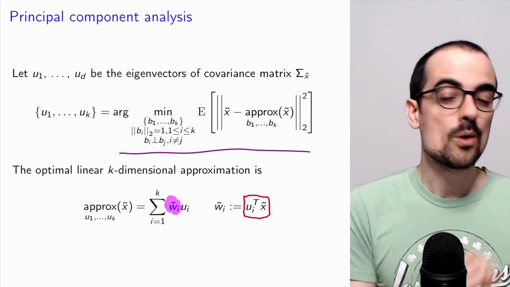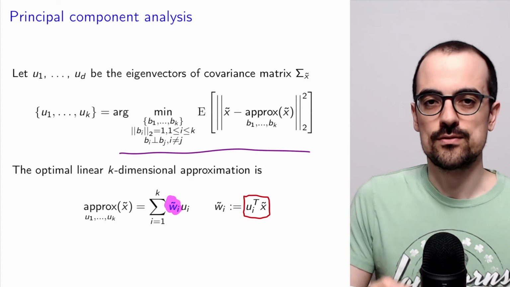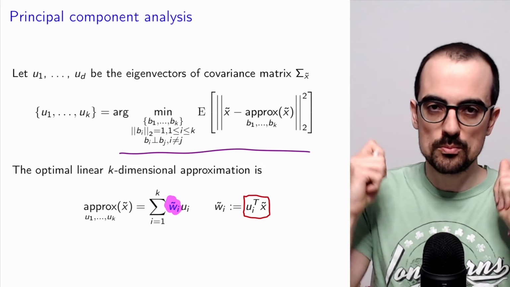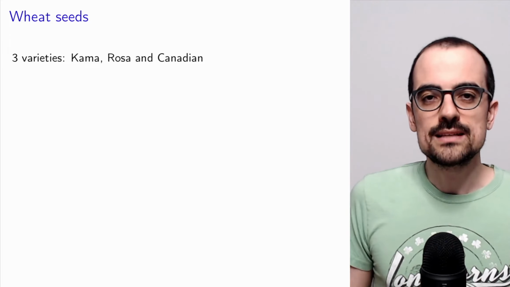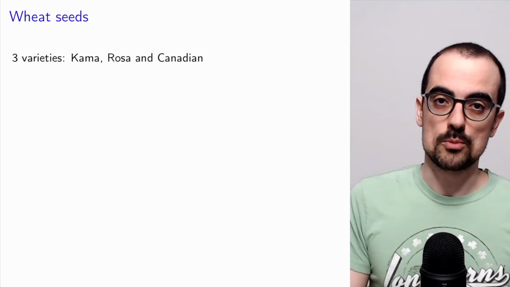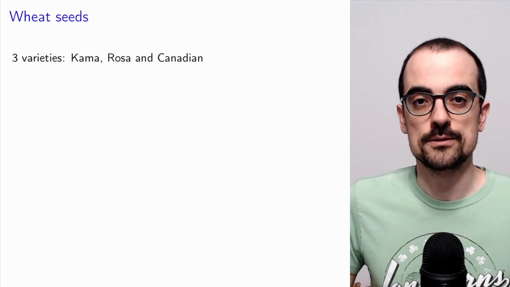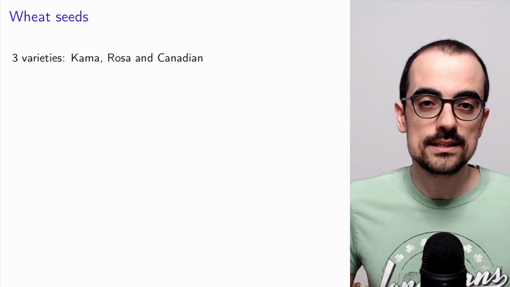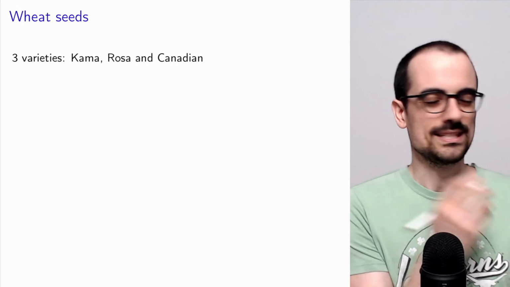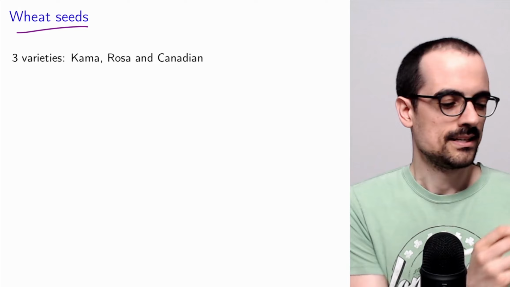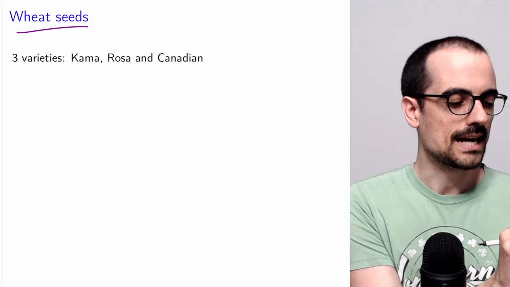It's not immediately obvious why optimality follows from the spectral theorem. We're going to prove this at the end of the video. But before we do that, let's make sure that we understand how exactly we use principal component analysis to perform dimensionality reduction. So imagine that you have a data set. Well, we're going to look at an example that involves this data set, which is a very typical data set that you see in data science, which are some wheat seeds that belong to three varieties, Kama, Rosa, and Canadian.